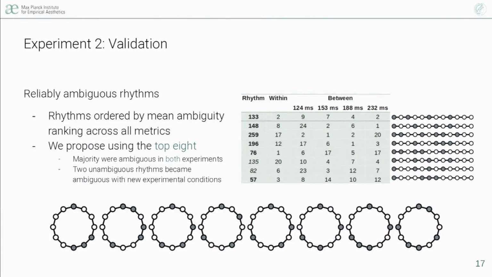So again, we order our rhythms by mean and ambiguity ranking across the metrics, and we suggest using the top 8 of these rhythms. So 6 of these were ambiguous in both experiments, so they seem to be quite reliable even with the new conditions. And the 2 that were unambiguous and hopped the fence, it seems to be a result of the new rotations or the new tempos. These are the 8. I have sounds that I can play at the end in the questions.